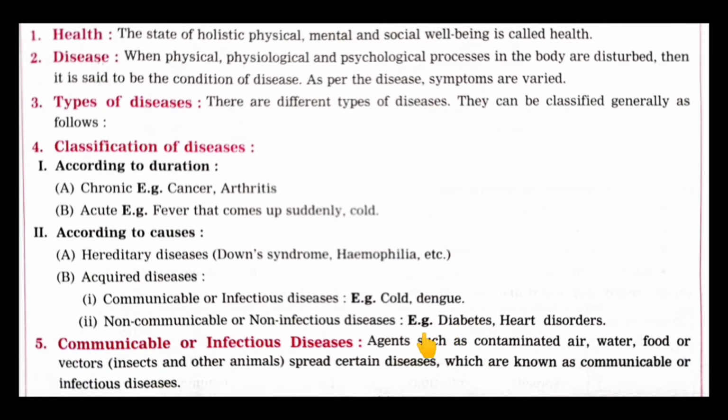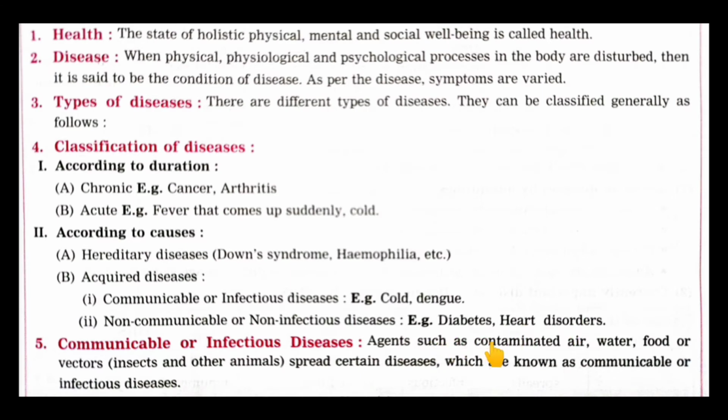Then we will see communicable or infectious diseases in detail. Let us see agents such as contaminated air. If the air is contaminated, for example, if we are sitting in a class, and a person is infected by the COVID-19 virus, then what will happen? If all the students in that class are not wearing masks, then what will happen? All the students may get infected by that disease. So this type of disease is called an infectious disease.